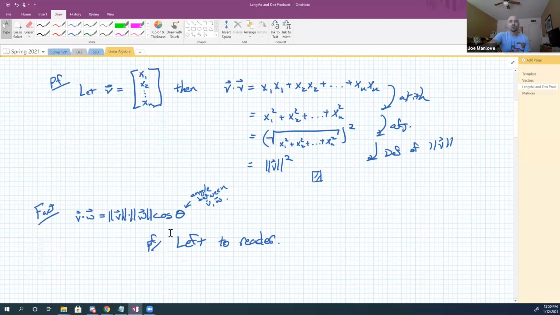Okay. So I encourage you to try this. If you have questions about it, try next time or ask next time. Think law of cosines. And then ask yourself how you prove the law of cosines.